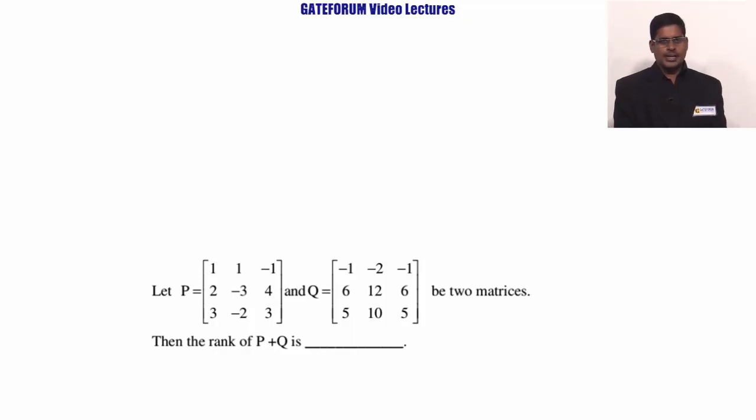The question is: let P equal [1, 1, -1; 2, -3, 4; 3, -2, 3] and Q equal [-1, -2, -1; 6, 12, 6; 5, 10, 5] be two matrices, then the rank of P plus Q is.